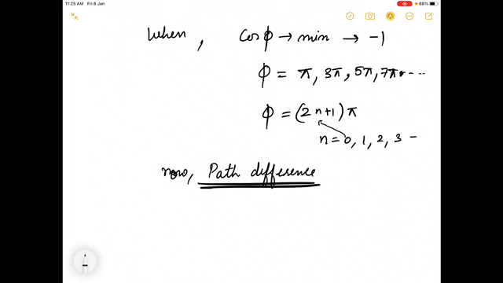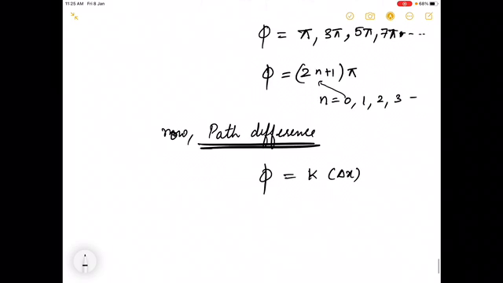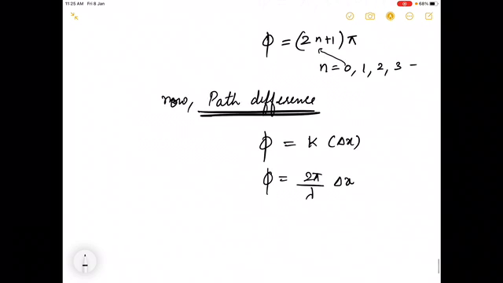Okay, again path difference, we will recall the phase difference. Phase difference phi is given as k times the path difference del x, right? And we all know phi can be written as 2 pi by lambda times del x. I hope everybody is following this, right? So I can simply write del x is equal to lambda by 2 pi multiplied by phi.